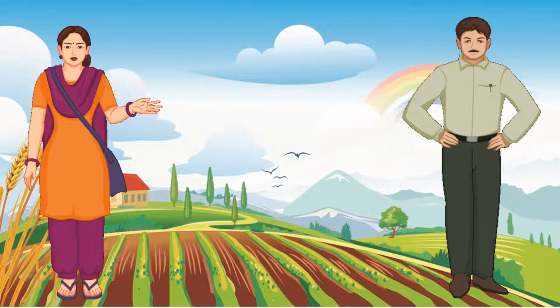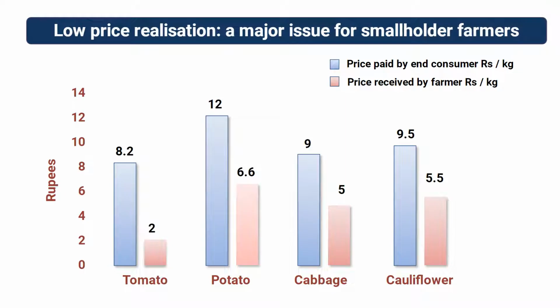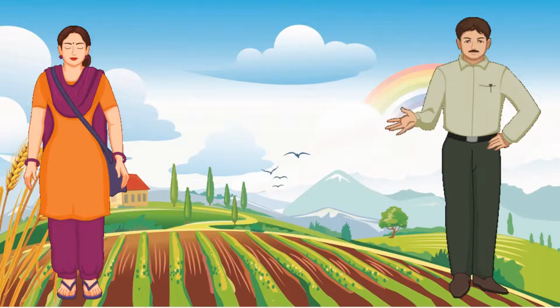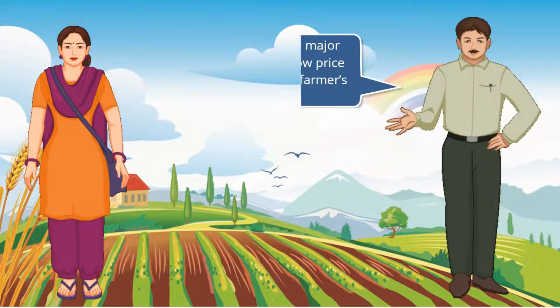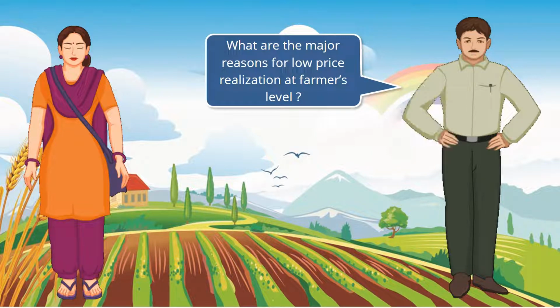You have rightly observed, Vinod, in terms of price realization, farmers' position is very weak. This table shows that in the horticulture sector, the price realized at the farmer level is low as compared to the other stakeholders of the value chain. Right, Sarla? It is not only horticultural crops, but this is applicable for most of the produce of farmers. I would like to know from you about the major reasons for low price realization.